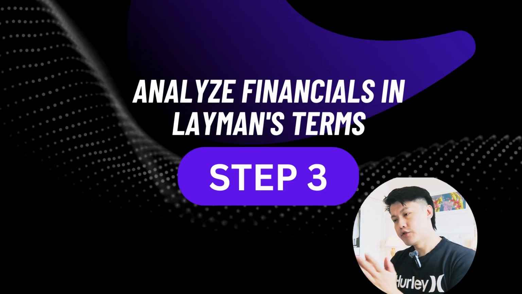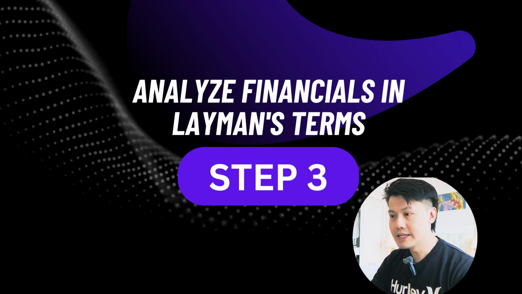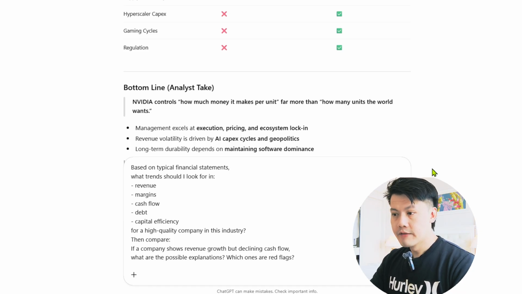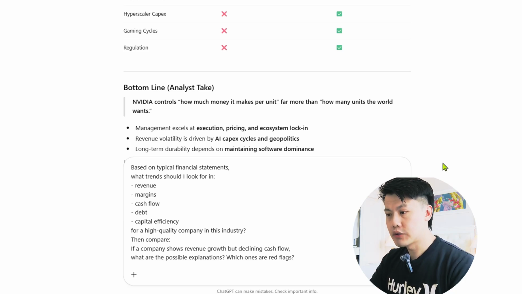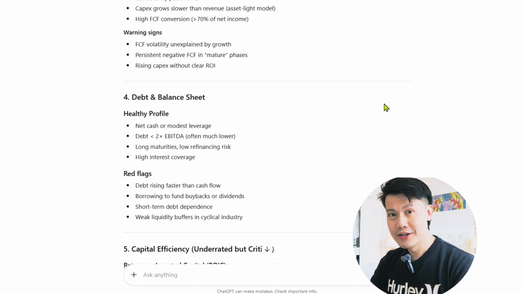After this, we go to step number 3, where we use ChatGPT to analyze financials in terms that we can understand. Instead of manually staring at the income statement, use this prompt instead: based on typical financial statements, what trends should I look for in revenue, margin, cash flow, debt, and capital efficiency for a high quality company in this industry? Then compare: if a company shows revenue growth but declining cash flow, what are the possible explanations? Which one reflects the company? This will train you as an investor to interpret numbers and not just read them.